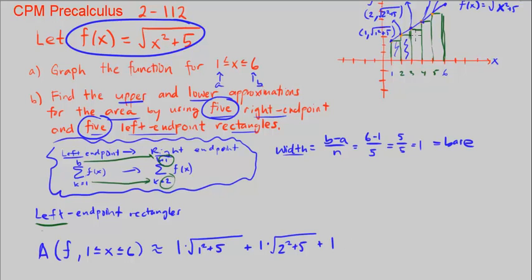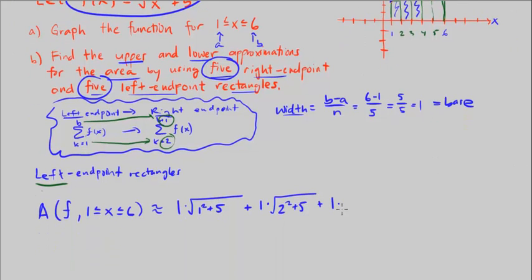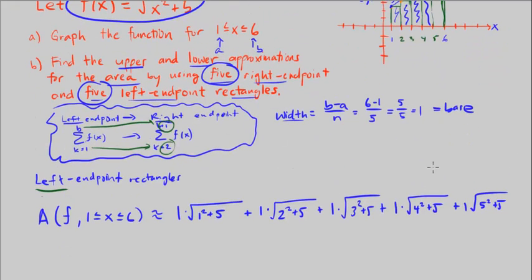Plus, again, the next rectangle. So we did these. So this one right here, the base is 1 again. And the height is putting the 3 into the function, so we get the square root of 3 squared plus 5. Again, the next rectangle right here, and we get the base is 1 times the height is the square root of 4 squared plus 5. And finally, we have the base of 1, and we have the square root of 5 squared plus 5, right?